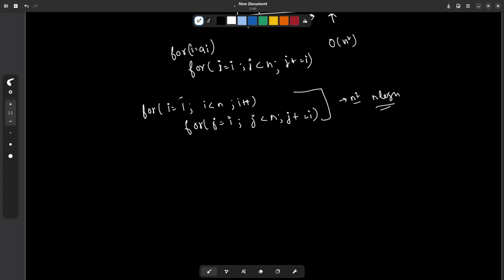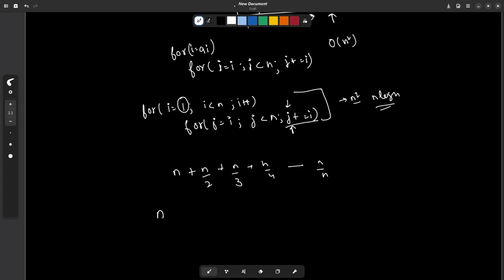So when the value of i is equal to 1, you are going to increment your j by 1 each time. So it is going to visit all the n nodes, right? When the value of i is equal to 2, you're going to increment your j by 2 each time. So you're going to visit n by 2 nodes. When your value of i is 3, you're going to increment your j by 3 each time. So you're going to visit n by 3 nodes. And so on, this particular thing continues up to n by n.